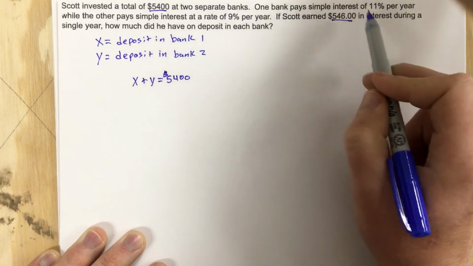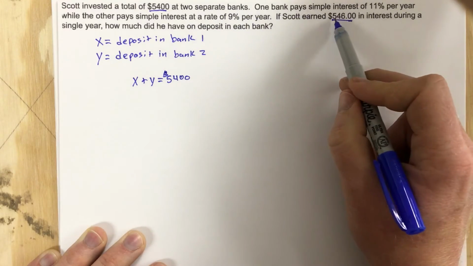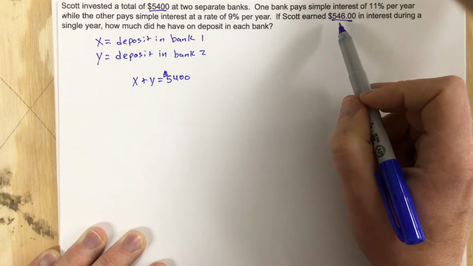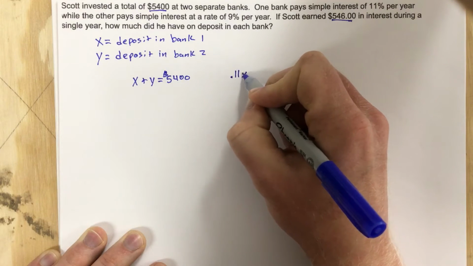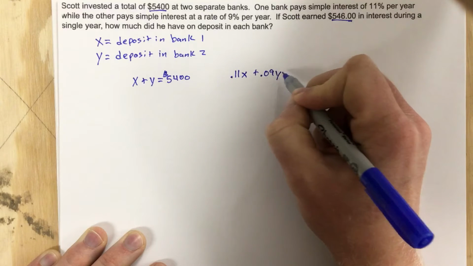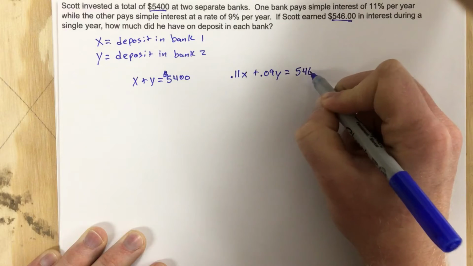Now they tell us the amount of interest for each account and how much it accrues each year. And they say that Scott made $546 in a year in interest. So we can say that 0.11x for the first account plus 0.09y for the second account is going to give you this $546 amount.